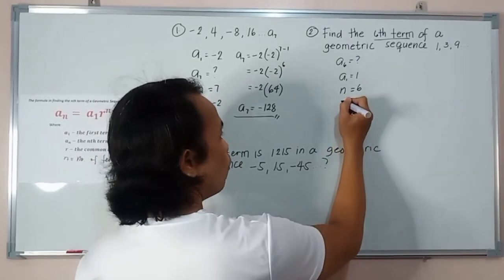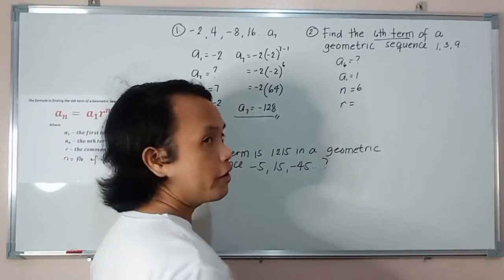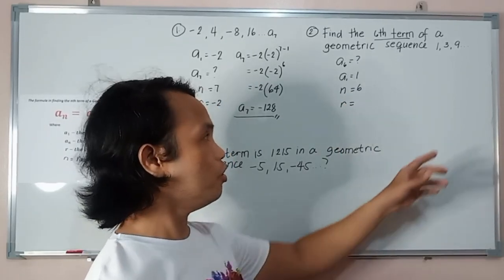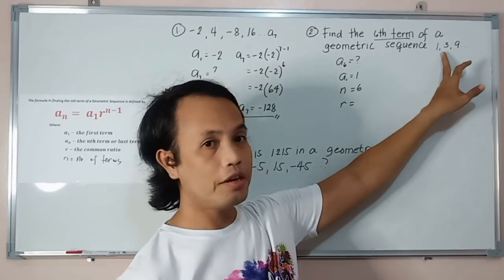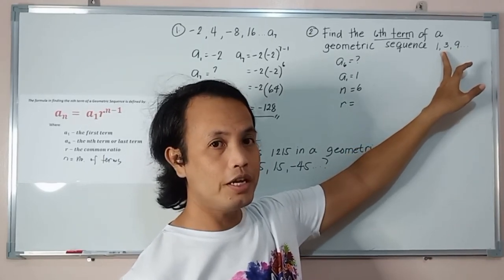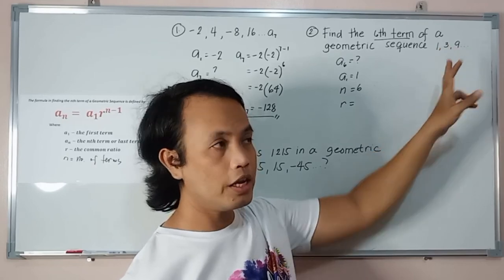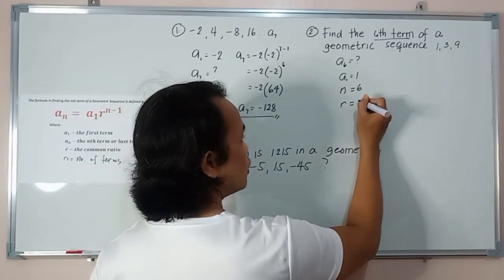Then we have our common ratio. How to find the common ratio is to divide. 9 divided by 3 gives us 3. 3 divided by 1 is 3. So our common ratio is 3.